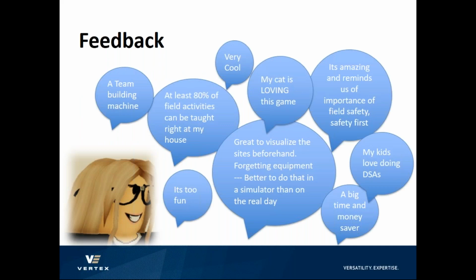Now, some of the feedback that we had: it's very cool. It's a team building machine. It's a lot of fun. Even kids do this. I know my kids know more about DSAs than I did after my first year of college, and they're 4, 8, and 10. And again, 80% of the field activities can be taught right here at your home. Of course, you're not going to teach somebody how to texture soil, but you can teach them how to get to the site, what to look for before that.